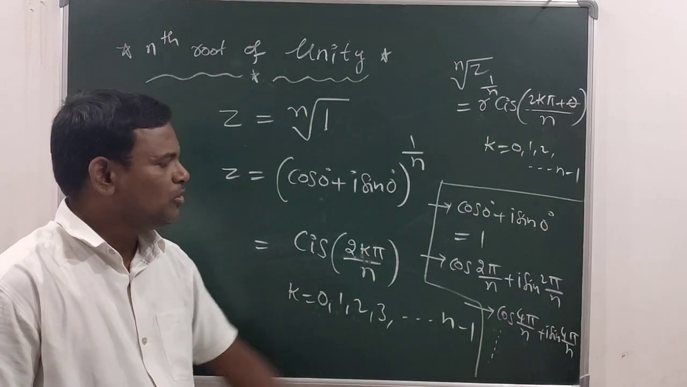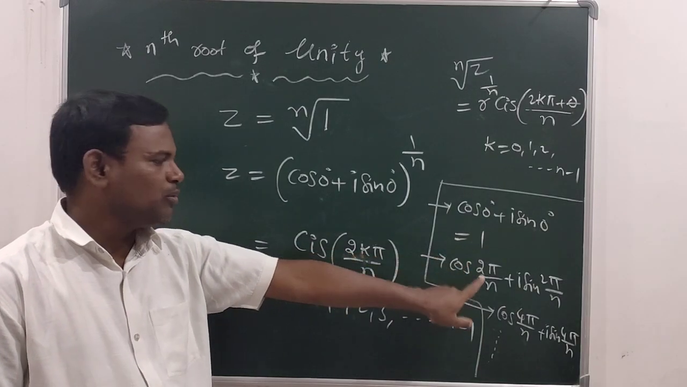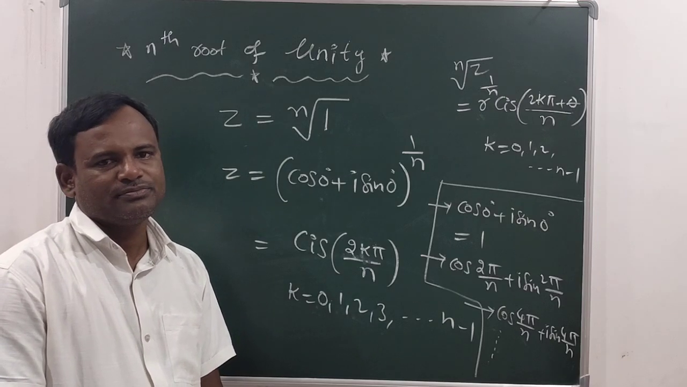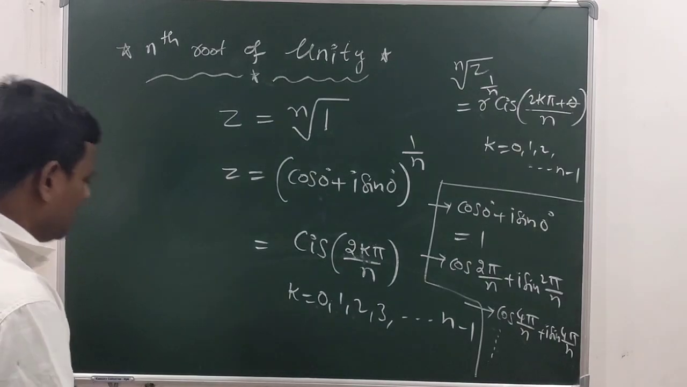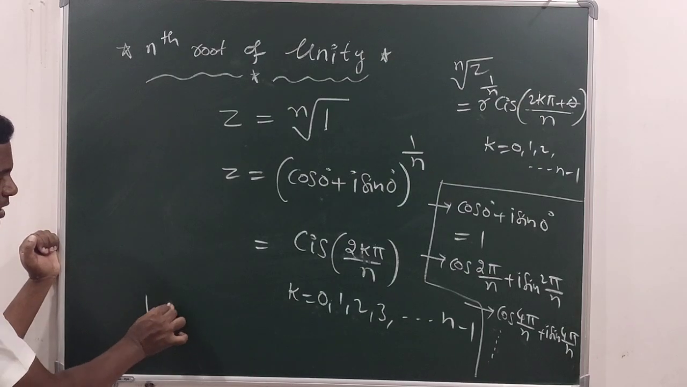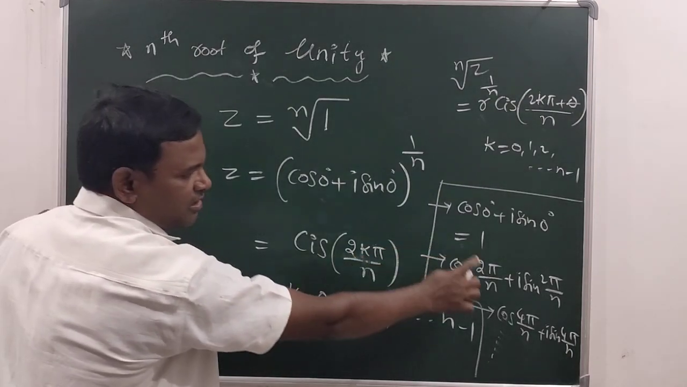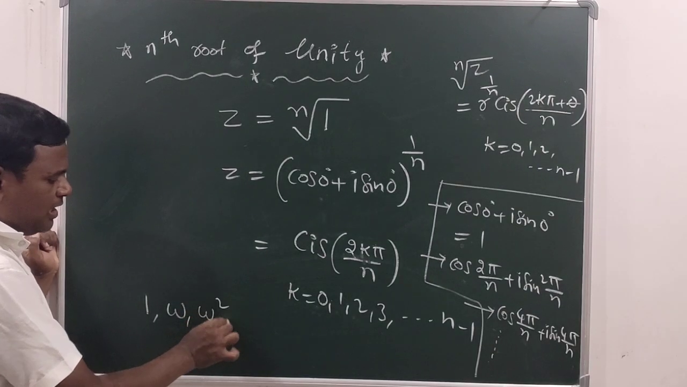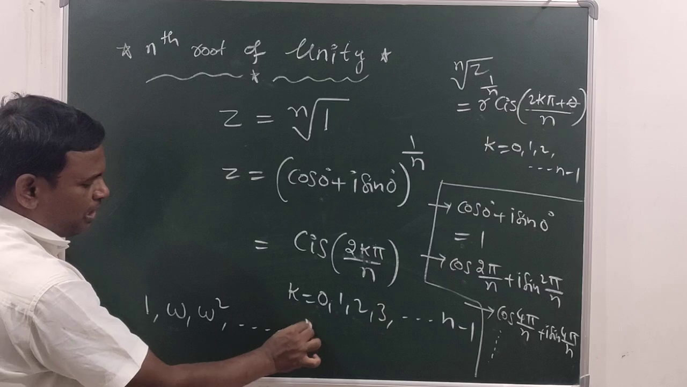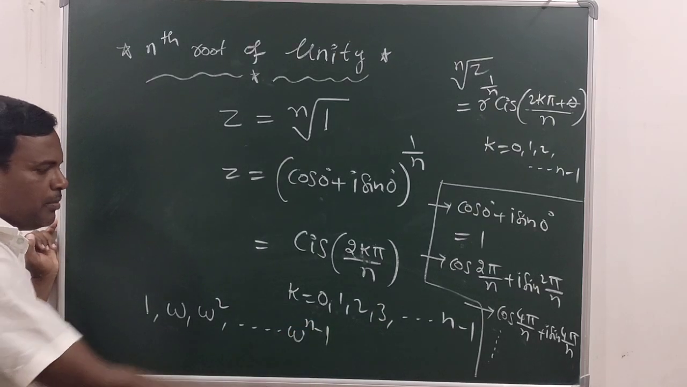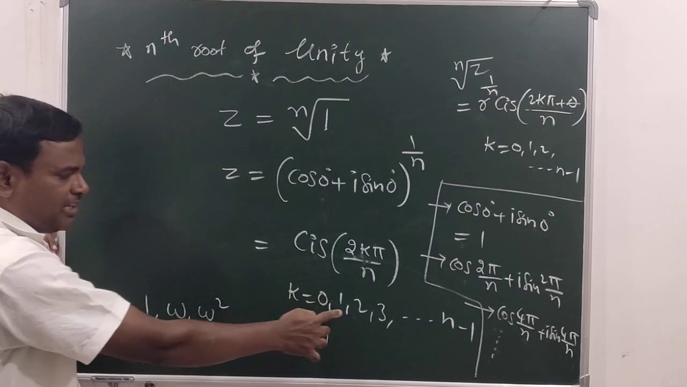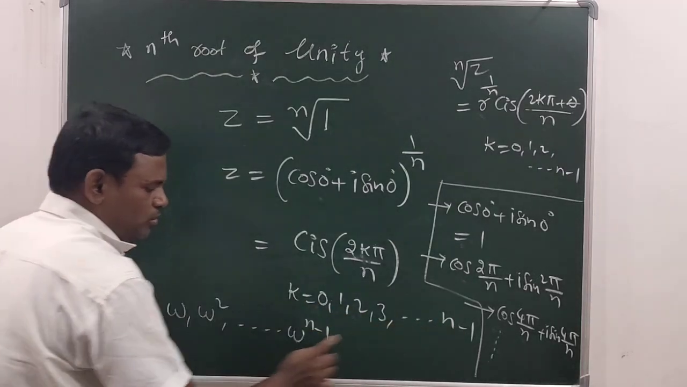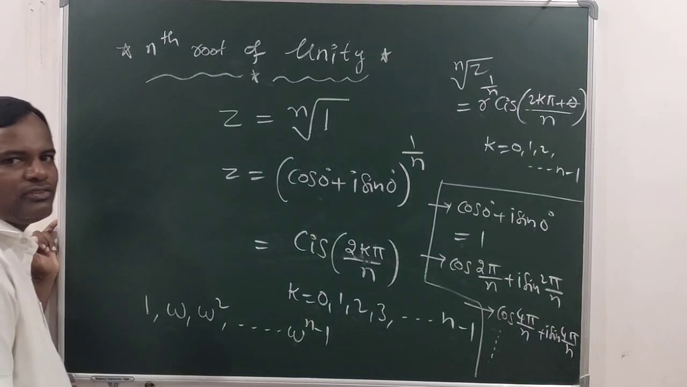Among all of them, only 1 is the real root. Remaining all are called imaginary roots or complex roots. Let us consider those roots as 1 comma omega comma. This is 1. Second one is denoted by omega. Third one is omega square and so on, omega power n minus 1. By writing k equal to 0, you got this. By writing k equal to 1, you got this. By writing k equal to 2, you got this. And so on. So this is obtained by writing k equal to n minus 1.